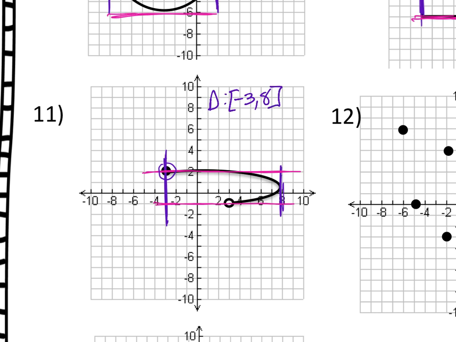Okay, so my range. My lowest range is 1, and look, it is open, so it's a parenthesis. And my highest range is 2, and it's a solid dot again, so it is closed, included. Questions?